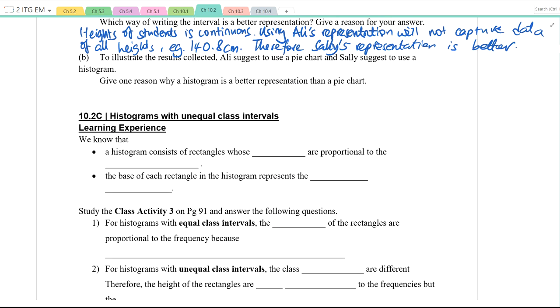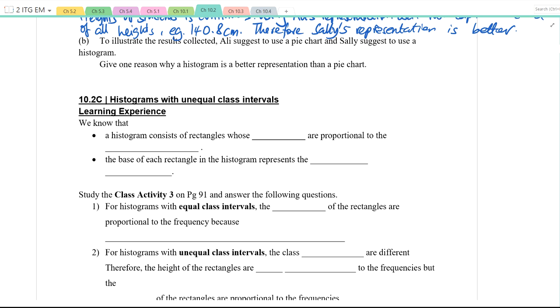Okay, the last part. Ali wants to use a pie chart, whereas Sally wants to use a histogram to illustrate the results collected. Give a reason why a histogram is a better representation than a pie chart. Okay, so in a histogram, it is easier for us to read the frequencies, whereas if you are using a pie chart, you still need to make some calculations in order to find the frequencies by taking the angle divided by 360 degrees times the total frequency.